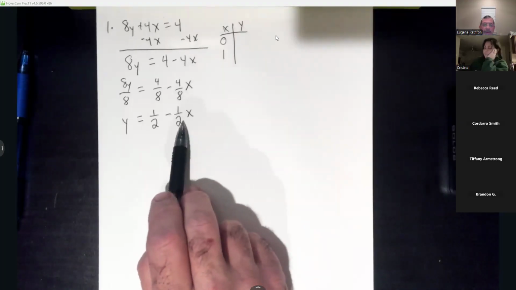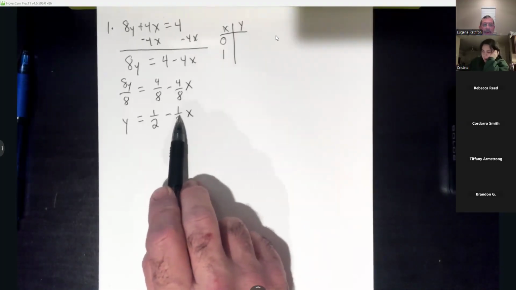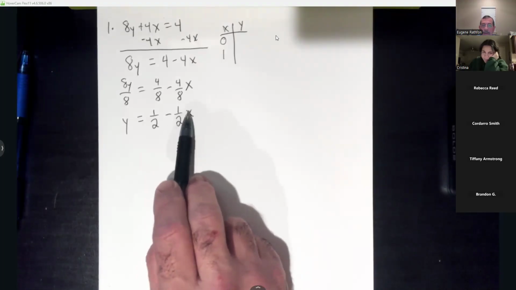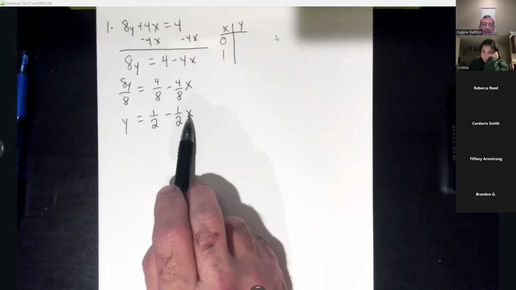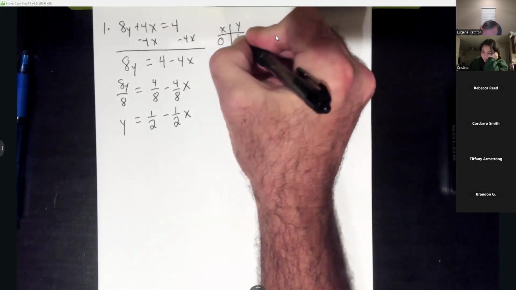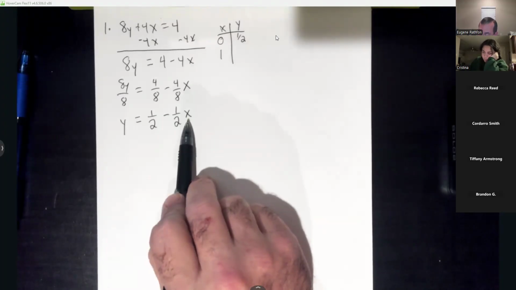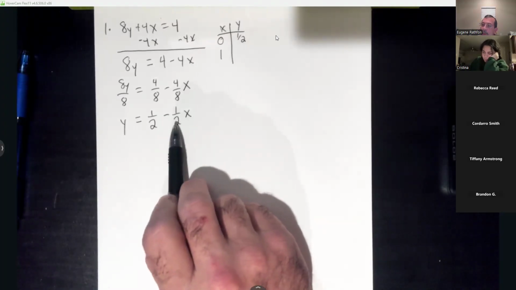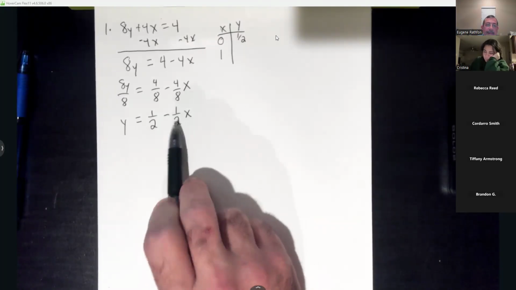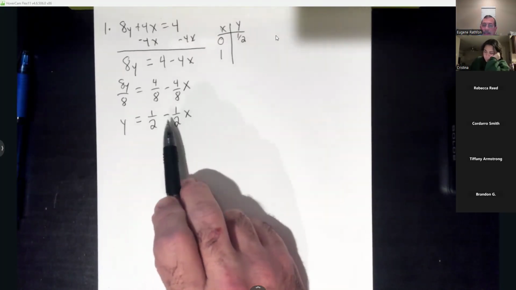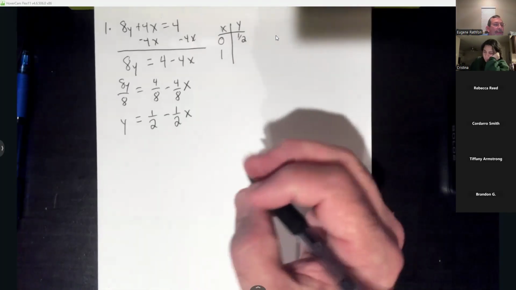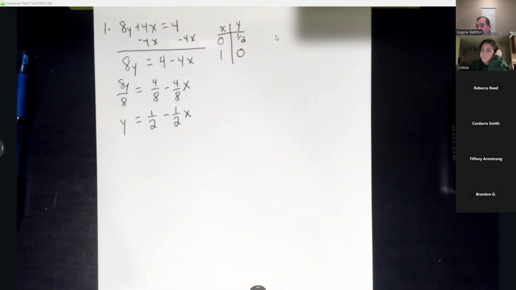If we put a 0 in for this x, negative 1/2 times 0 is 0. So I got 1/2 minus 0, which will give me 1/2. Then if I put a 1 in for the x, 1 times 1/2 is 1/2. And then I got 1/2 minus 1/2. Brandon, what y'all got? 0. Good job. So now I'm just going to plot these 2 points in MATLAB and be done with this one, okay?